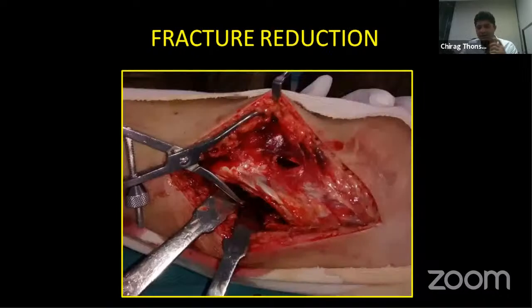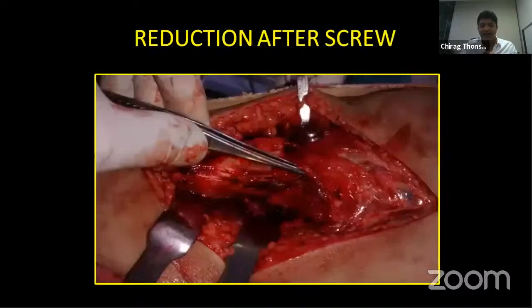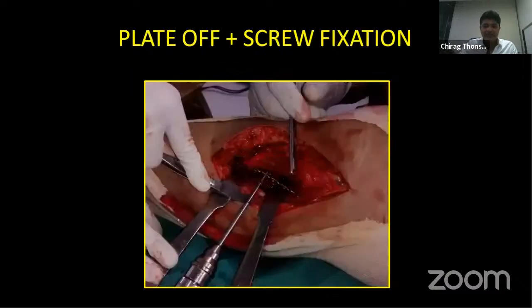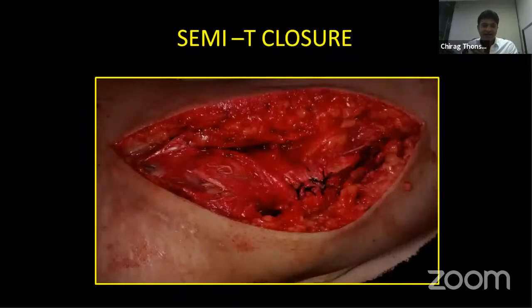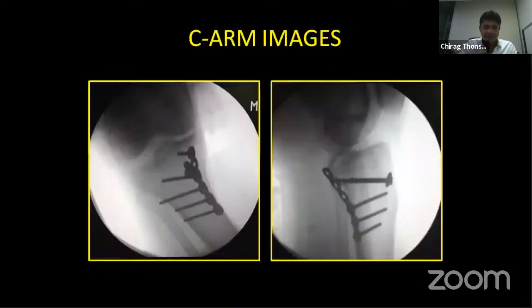And once it's elevated, I usually take a patellar reduction clamp and reduce the fracture, and put an anteroposterior lag screw to stabilize this fracture. Once it's stabilized, one could take either a T-buttress plate or a posterior condyle plate, or else one could take a simple recon plate and then fix this fracture. And once it's fixed, it's very important that we close off the semitendinosus. This is what one would achieve.